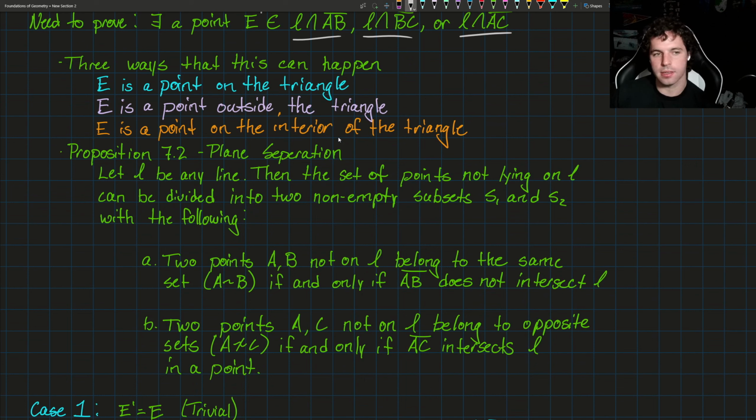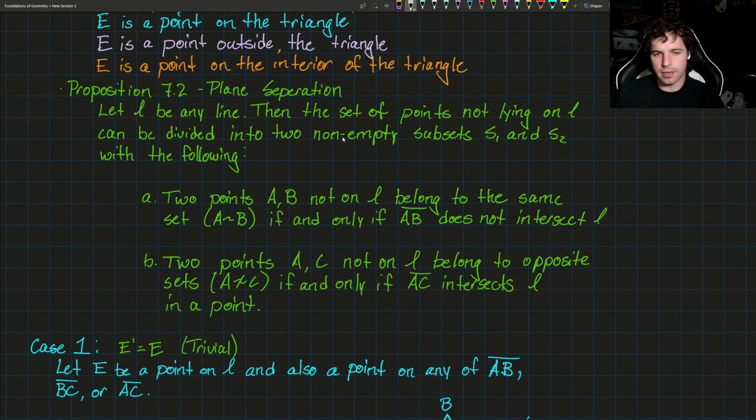And what that says is if L is a line, then the set of points not lying on that line can be divided into 2 non-empty subsets, S1 and S2. And there's 2 cases for that. 2 points A, B not on L belong to the same set. So A is related to B if and only if AB does not intersect L.